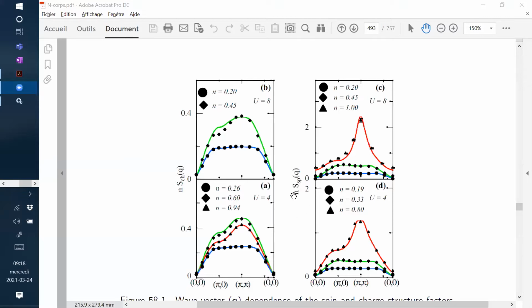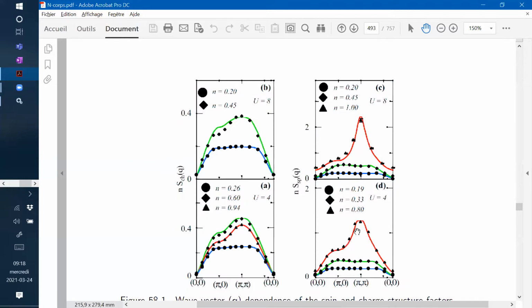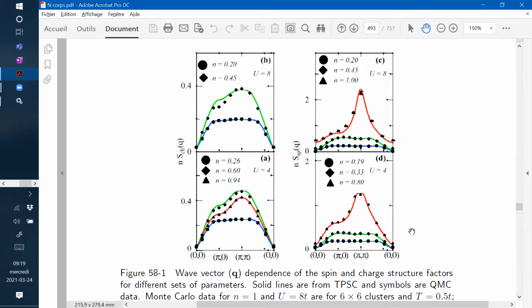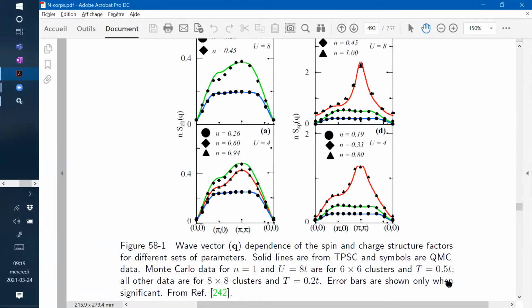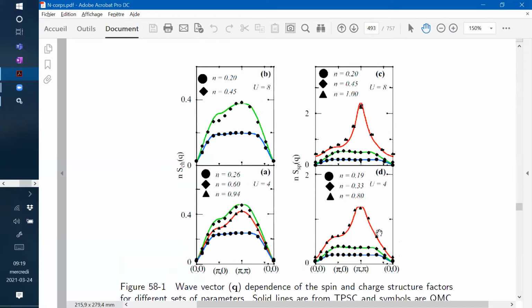On the right is the spin structure factor, and on the left is the charge structure factor. This is U equals 4 here. And this is different fillings. You see 0.30, 0.19, 0.33, 0.8. And the dots are the results of Monte Carlo calculation. So in other words, they are exact within statistical accuracy, but you can improve the accuracy as much as you want. So you should consider the dots here like an exact result for an 8 by 8 lattice, but the temperature is sufficiently high that there's no finite size effect. Temperature here is 0.5 times hopping. And the solid lines are the results of solving these three equations.